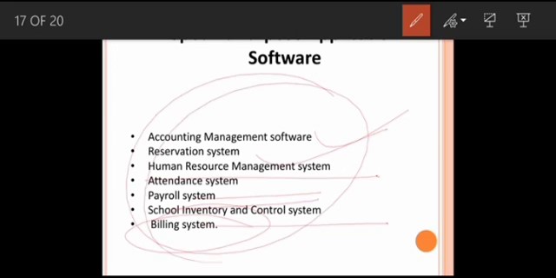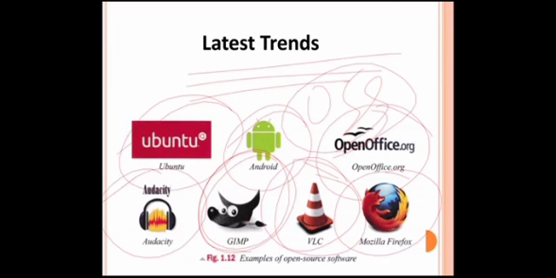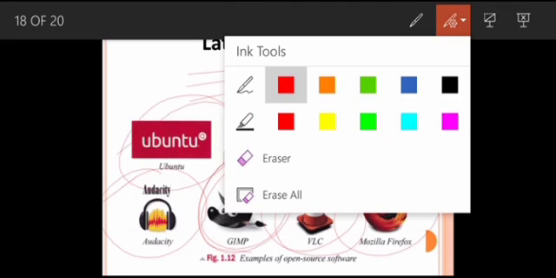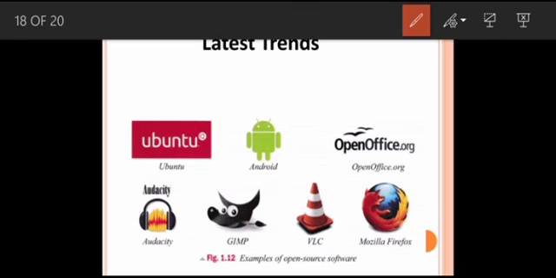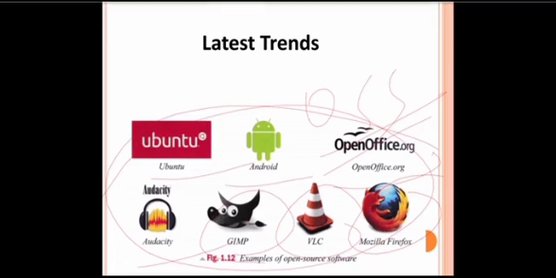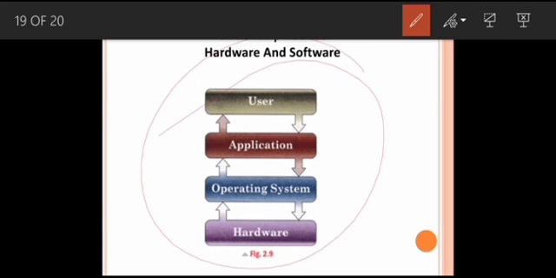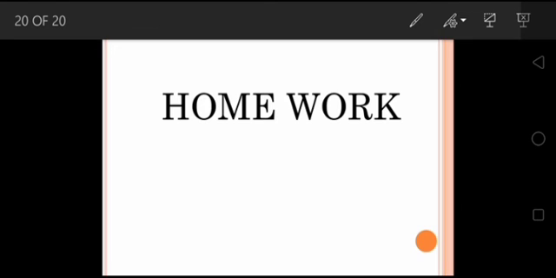We have studied where they are used, why they are used, why we need specific purpose application software. In reservation system, billing, payroll, attendance system we use application software. And after this we have studied the latest trend: why nowadays open source software is used. We have studied various open source software: Ubuntu, Android, OpenOffice Suite, Audacity, GIMP, VLC, Mozilla. And last, we have studied the relationship between hardware and software. And that is the end of the chapter.